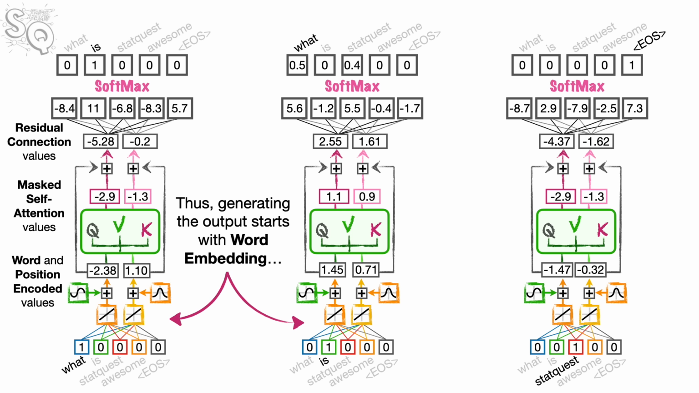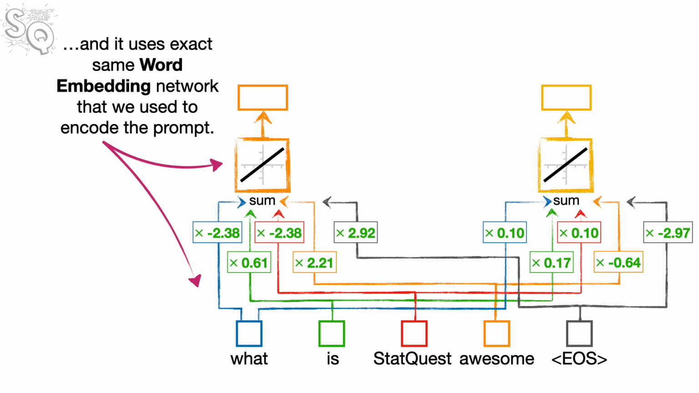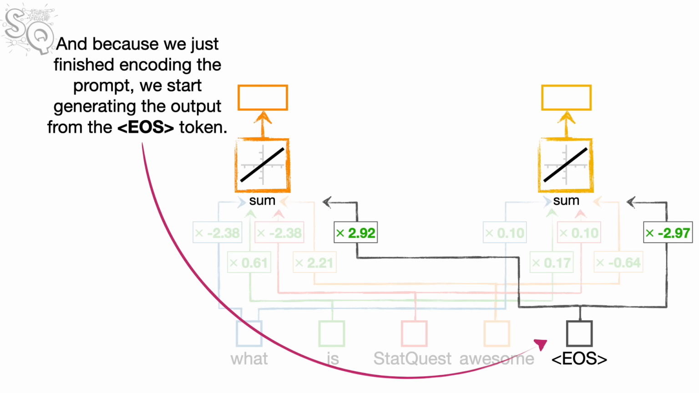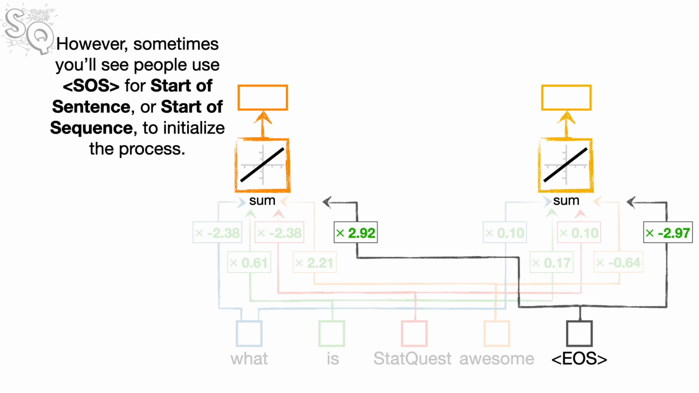Thus, generating the output starts with word embedding. And it uses the exact same word embedding network that we use to encode the prompt. And because we just finished encoding the prompt, we start generating the output from the EOS token. In this case, we're using the EOS token to start generating the output because that is a common way to initialize this process. However, sometimes you'll see people use SOS for start of sentence or start of sequence to initialize the process.